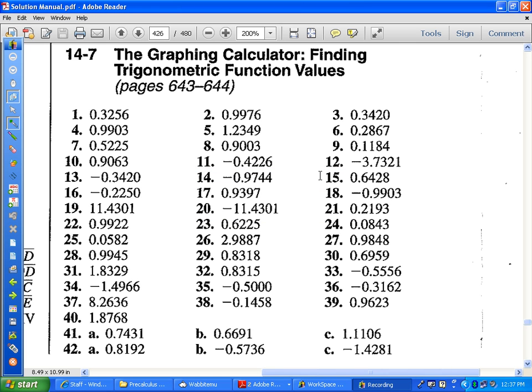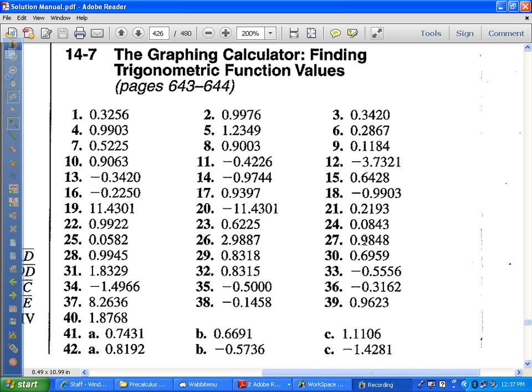So on 643, number 3, we're looking at 0.3420. 6 is 0.2867. 9 is 0.1184. 12 is negative 3.7321. 15 is 0.6428. 18 is negative 0.9903. 21 is 0.2193. 24 is 0.0843.